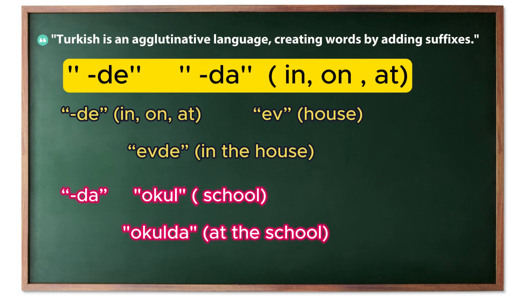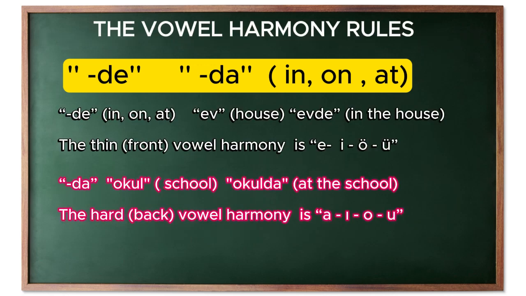For instance, the suffix de or da corresponds to prepositions like in, on, and at in English. It's used based on vowel harmony rules. De is used after front vowels: e, i, ö, ü. And da is used after back vowels: a, ı, o, u. These suffixes can also be combined with other suffixes to create even more complex meanings.